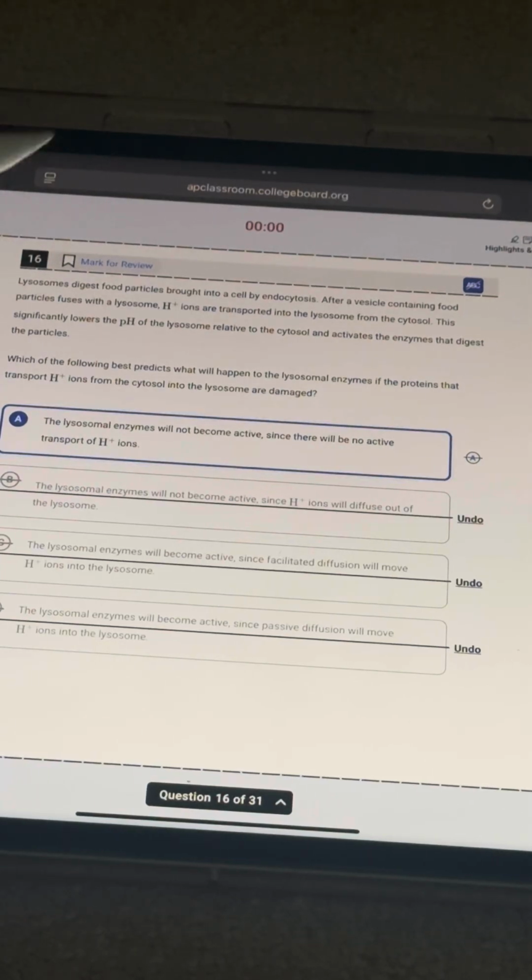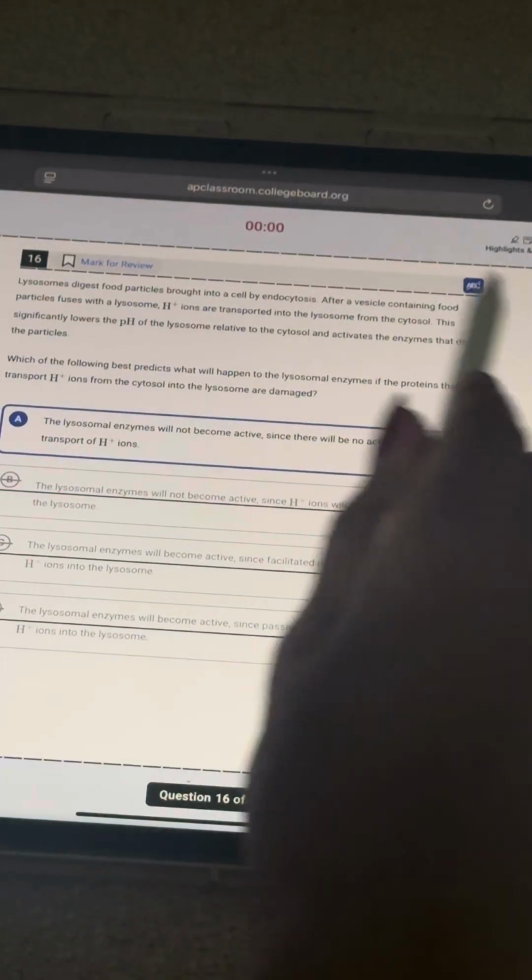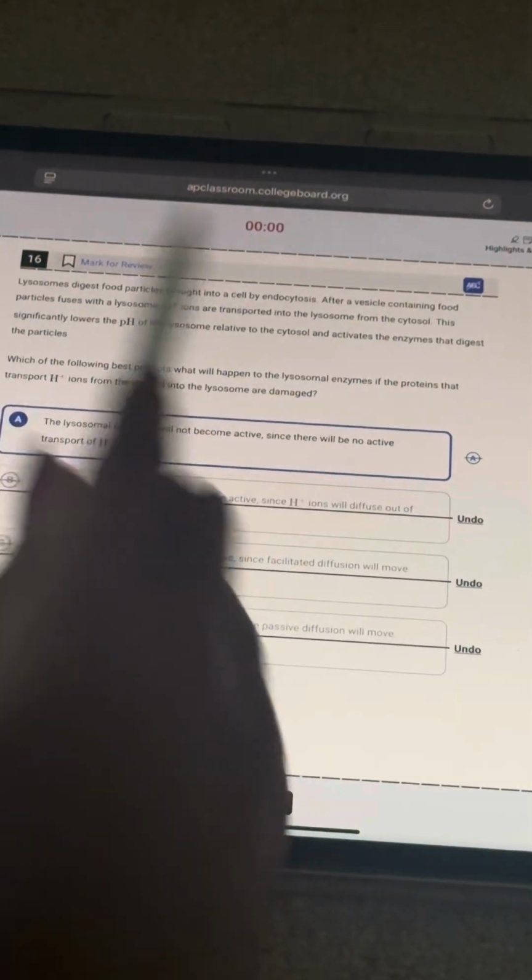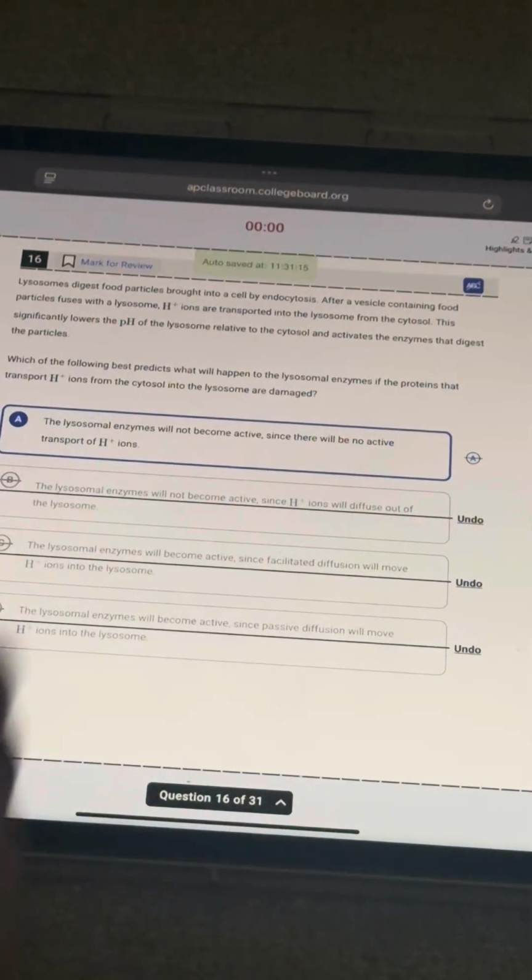This won't work. If it's damaged, you won't be able to transport H+ ions. So look out for that word: if the proteins that transport H+ ions are damaged, and you have an answer choice that says transport, you see that keyword.